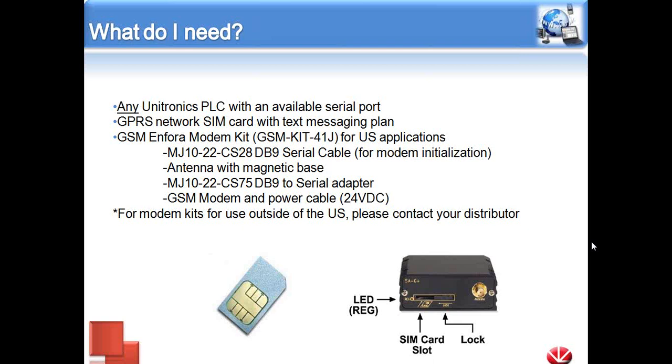Included in the modem kit, you're going to find a straight DB9 serial cable, part number MJ1022CS28. We need this only to first initialize the modem, to set it up to communicate with our PLC, and then we don't need it again. You only need to do the initialization once.